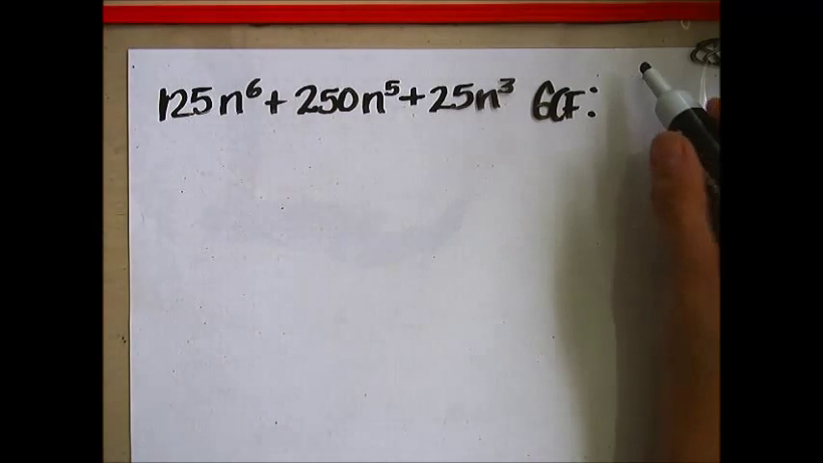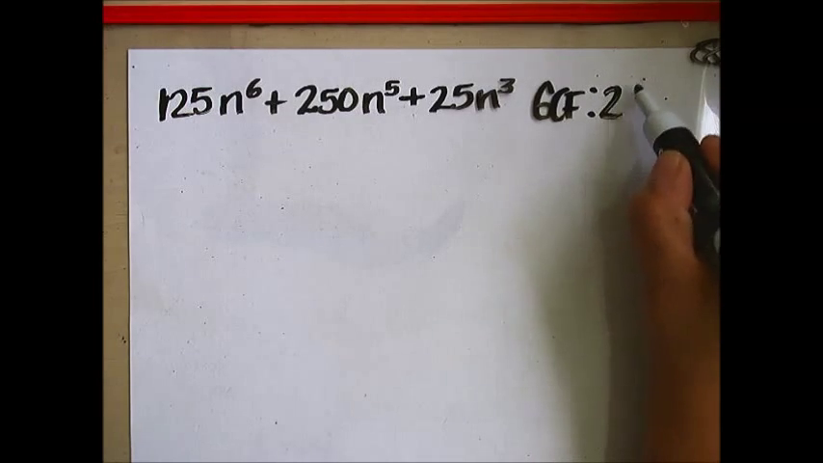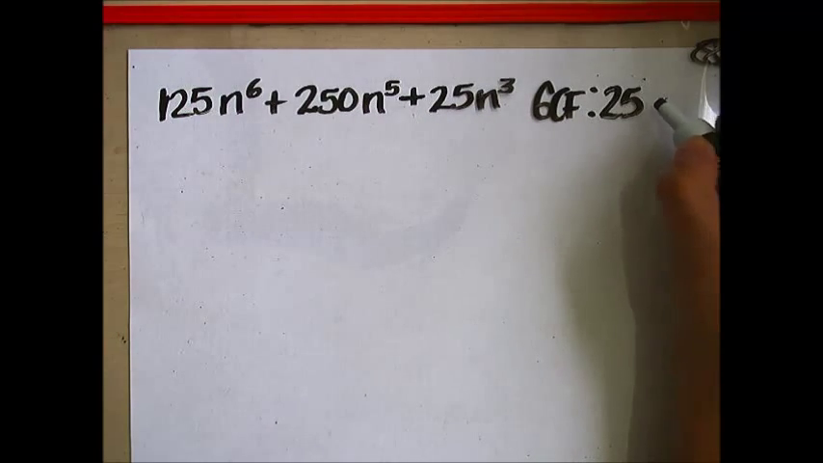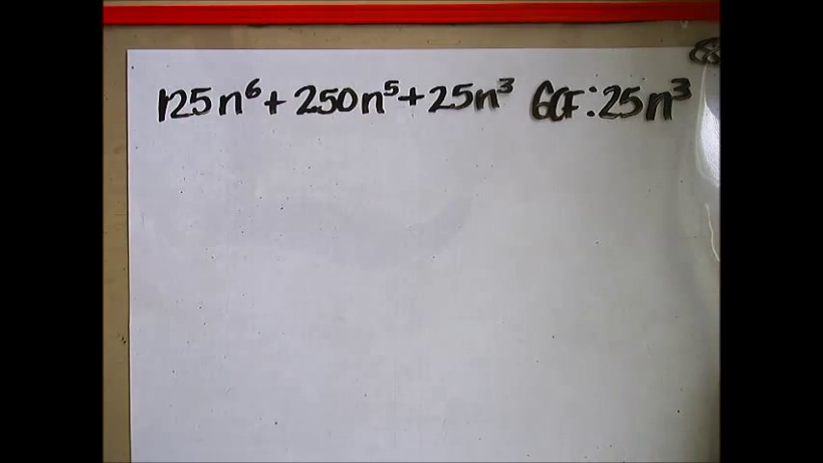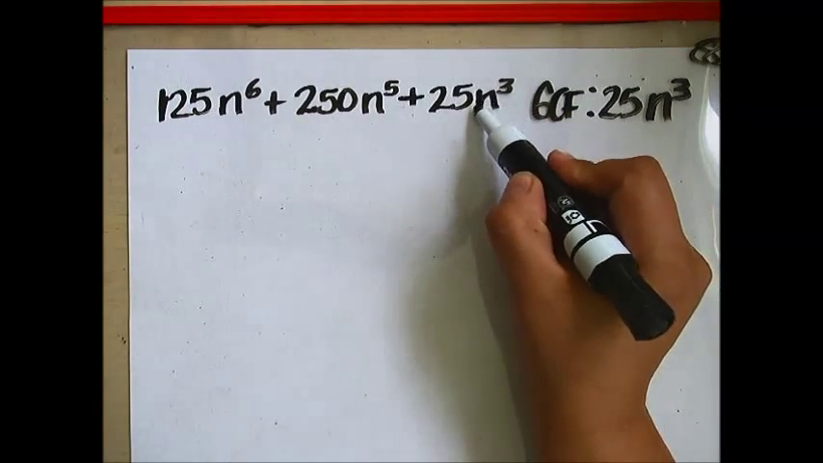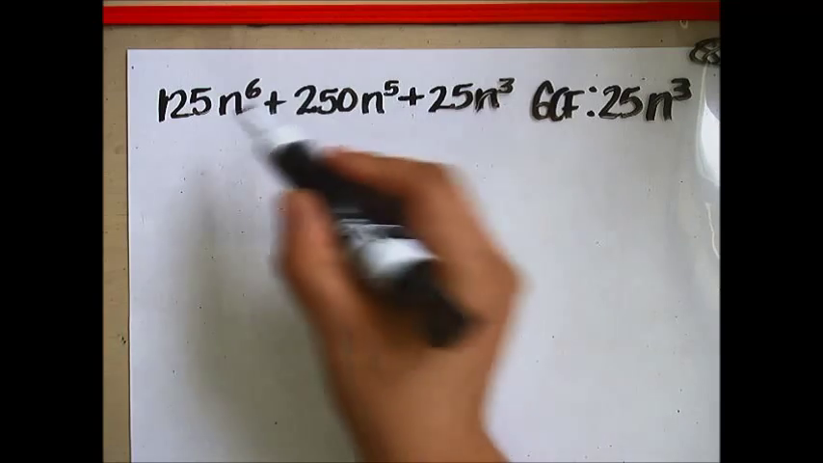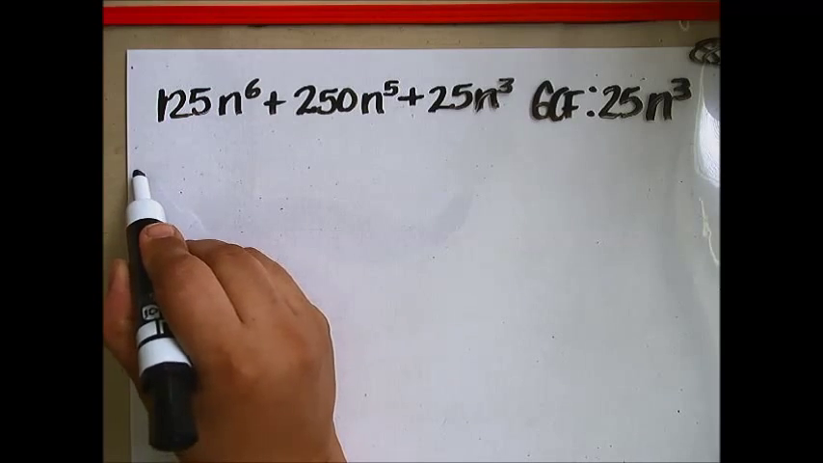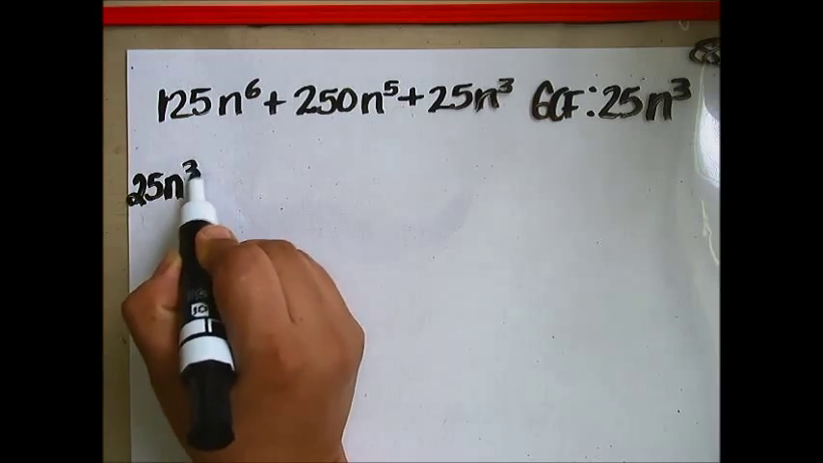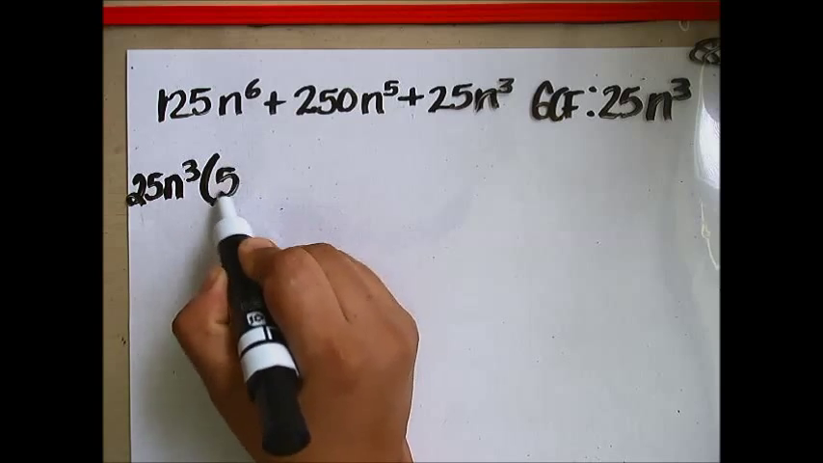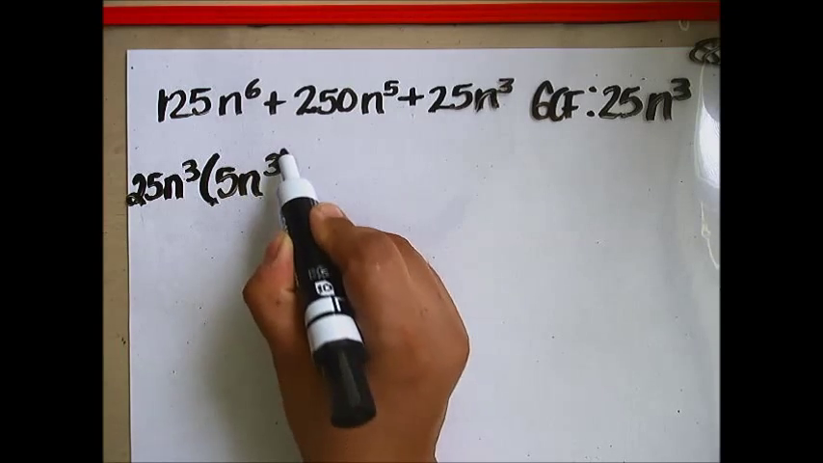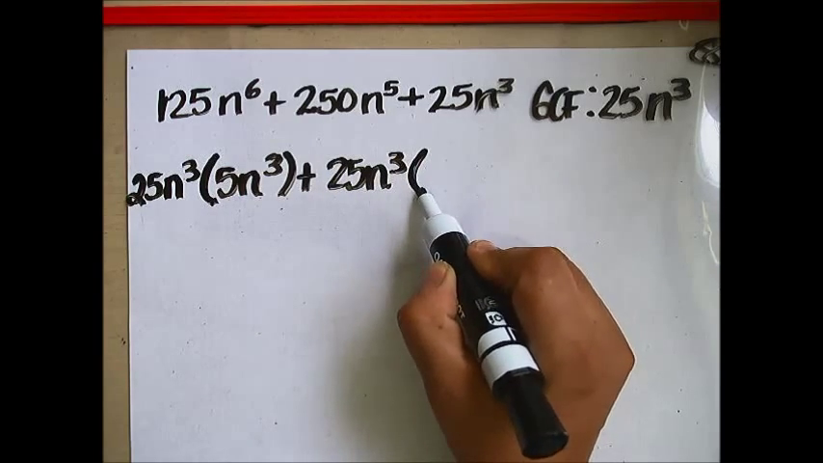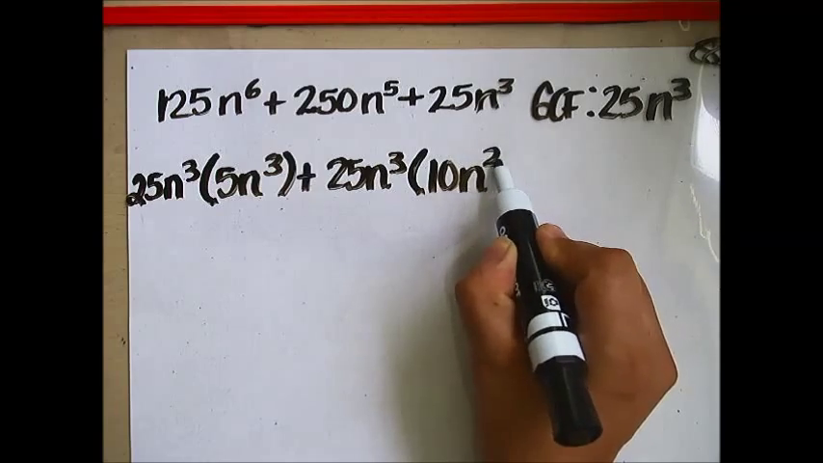So the greatest common factor for the number is going to be 25. It'll go into itself, into 250, and into 125. And into the third power is what we're going to use for the exponent, because it'll go into itself, into the third, and into the fifth, and into the sixth. So when we factor it out, when we write it as a product of factors, it'll look like this: 25 into the third times 5 into the third plus 25 into the third times 10 into the second.